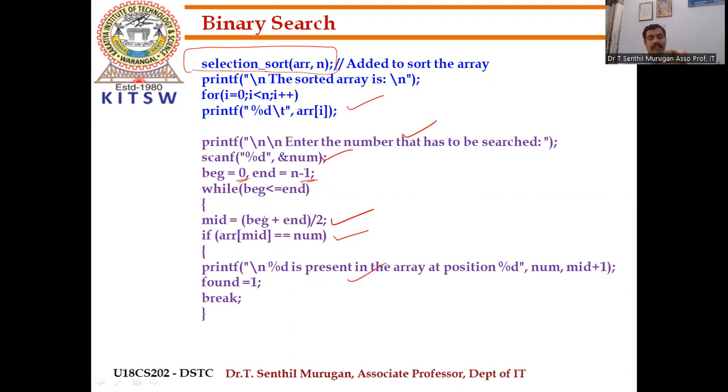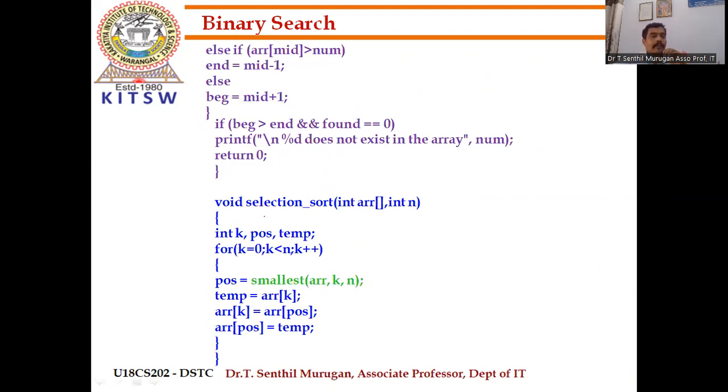Otherwise, again it will take. If this value is greater, mid -1 will be assigned to end. Else, mid +1 is assigned to beginning. Again we have to find the middle. It will be repeated until finding the value in the array. If beginning is greater than n and found is equal to 0, that means the value does not exist.